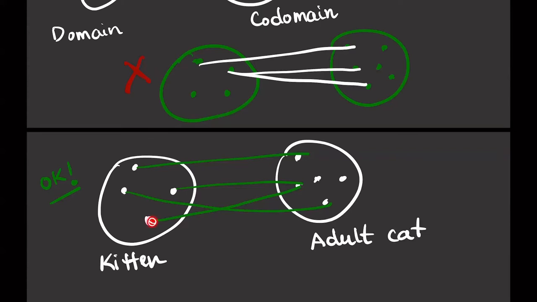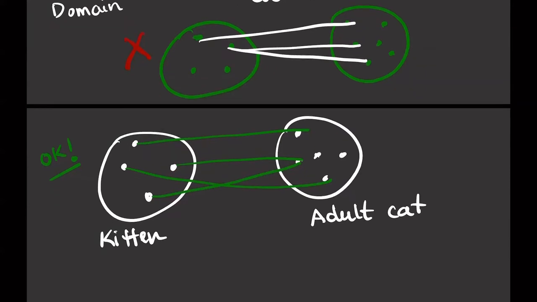Then every kitten needs to have a mom, right? And it can only have one mom. A kitten cannot have more than one mom, right? And two kittens can share the same mom. It is okay. However, not every adult cat has a kitten. It's also okay. So this one is a perfect function.